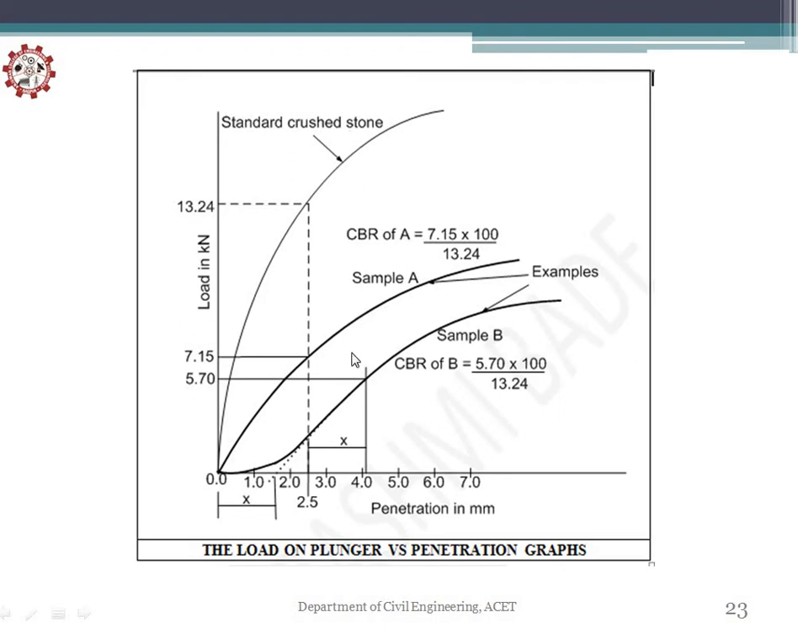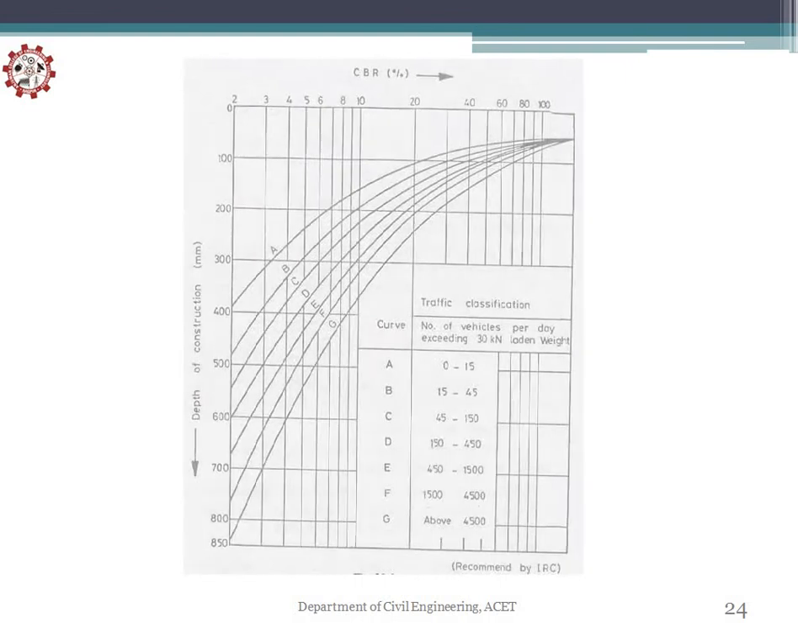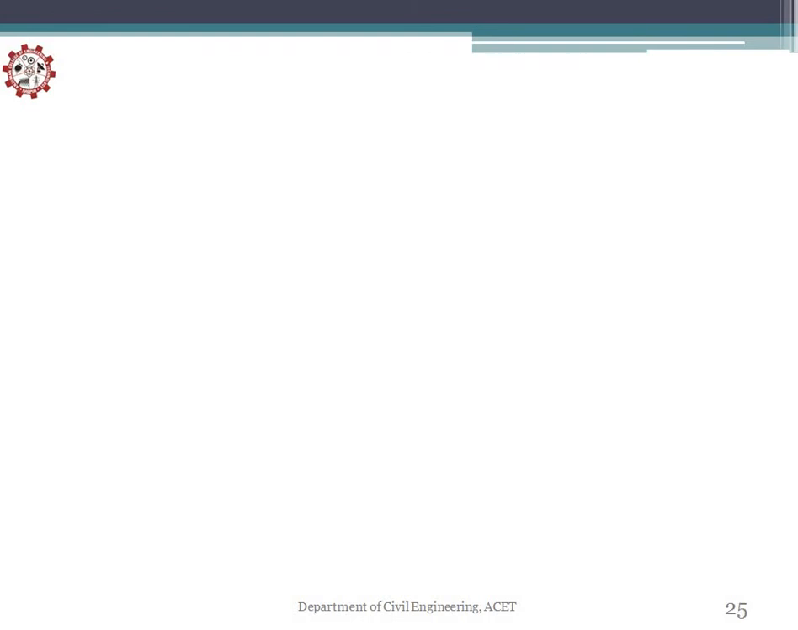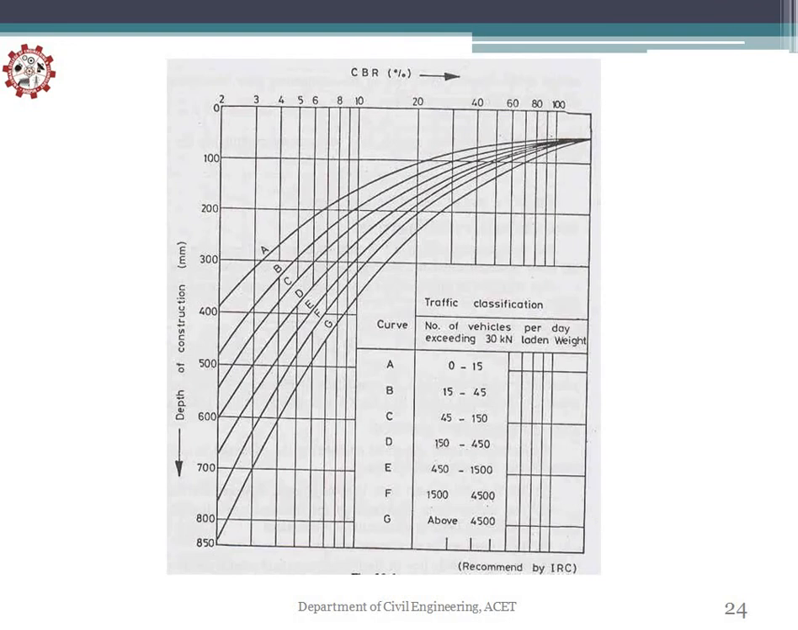After dividing the load obtained by the standard value, you get the CBR values A and B. This is the graph given by IRC, and IRC says that by this graph, when you get the CBR value, these are the curves, and from A to G are the commercial vehicles per day exceeding 30 kilonewton laden weight.